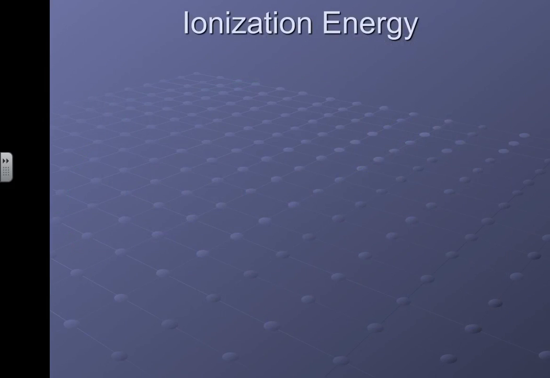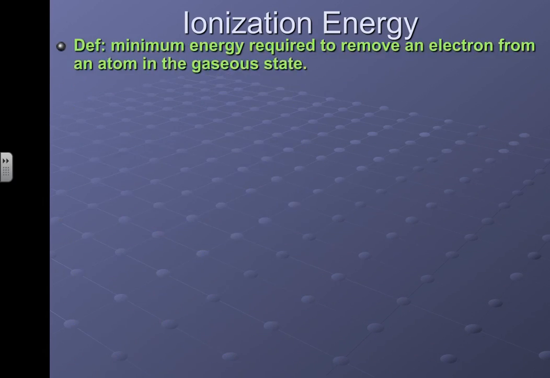Okay, so ionization energy, by definition, and it's incredibly important that you know the definition of this, is the minimum energy required to remove an electron from an atom in the gaseous state. The gaseous state is maybe not a huge deal, but the removal of the electron is the most important part of the definition. You have to know the definition. So we're really talking about forming ions, but forming positive ions.